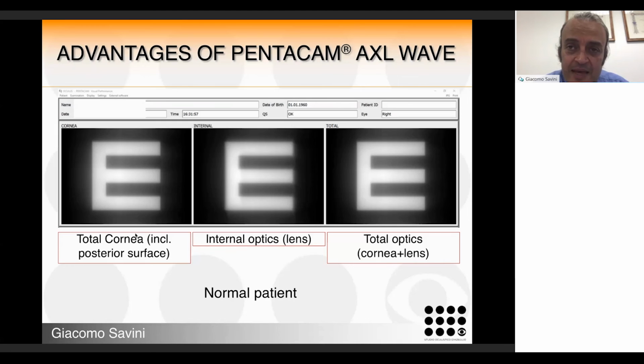And this is something that other manufacturers like iTrace and OPD-Scan are not able to give you. You have the quality of anterior and posterior cornea. You have the quality of the internal optics, that means the IOL or the lens. You have the total optics. This is a normal patient.